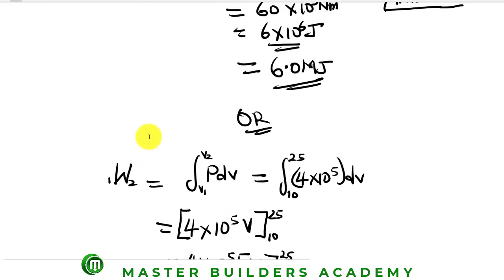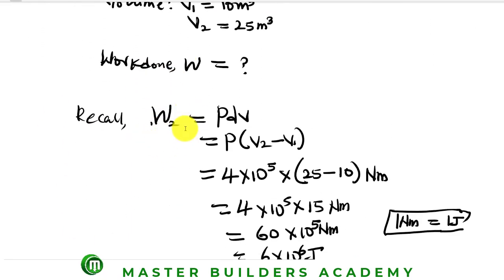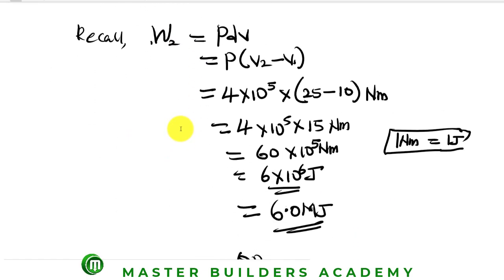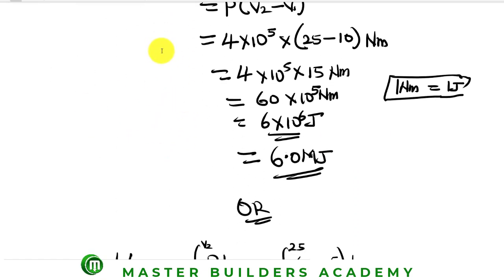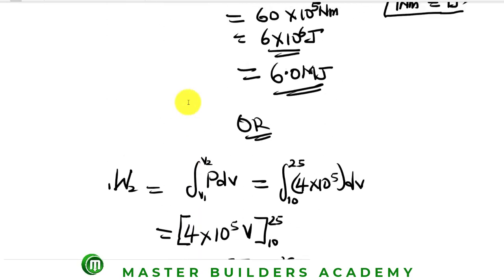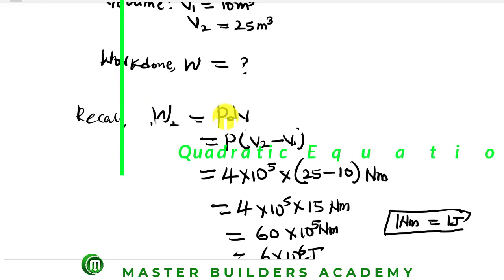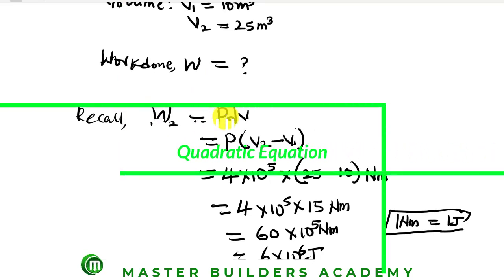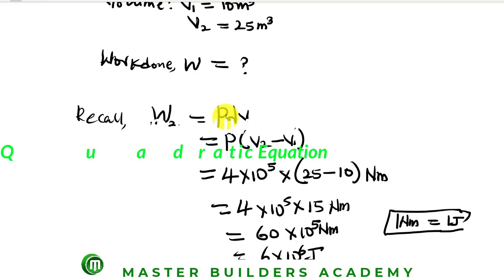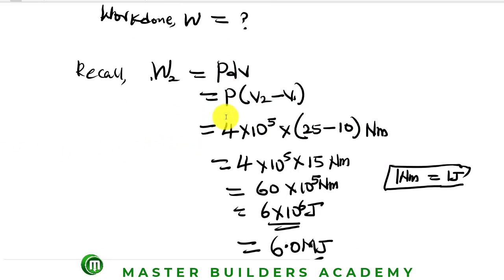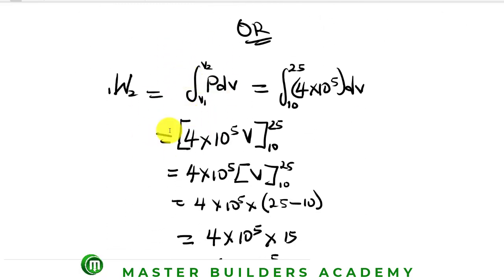So whether you use the second method or the first one, you are actually very, very correct. But one of the differences between these two methods is that the first one can only solve problems when the actual value of pressure is given. In other words, when pressure is not given in terms of volume. But when it is given in terms of volume, we cannot use this first approach. We'll use the second approach, where we need to integrate the pressure in terms of volume with respect to volume before we put in the upper limit and lower limit.